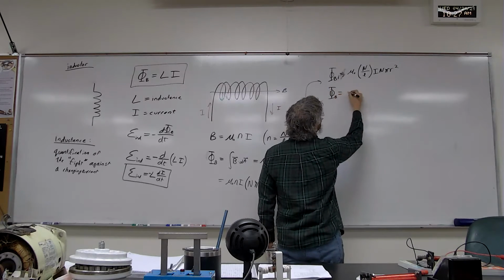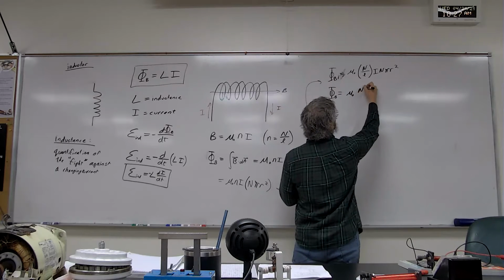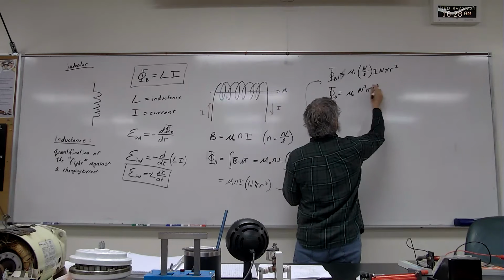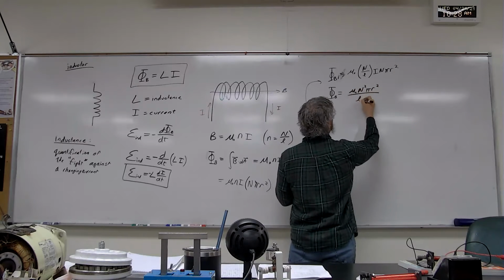It's going to be mu naught N squared pi r squared over L. There's a point to this, I promise. There's a point that I'm trying to get to.